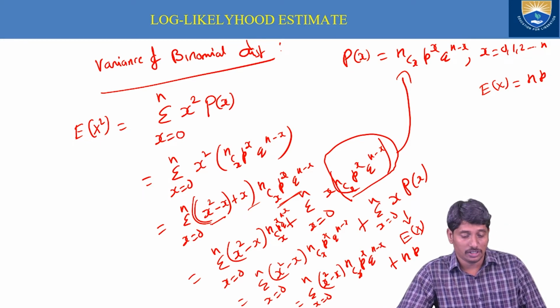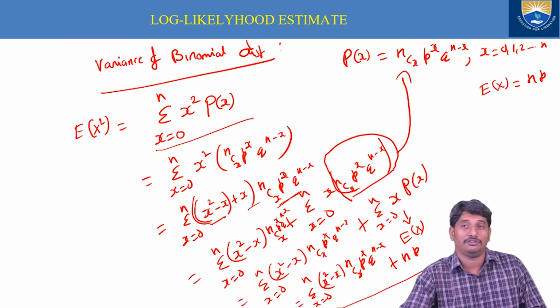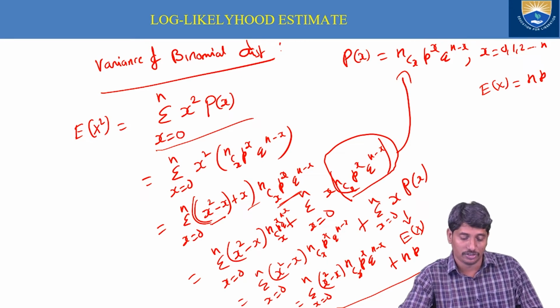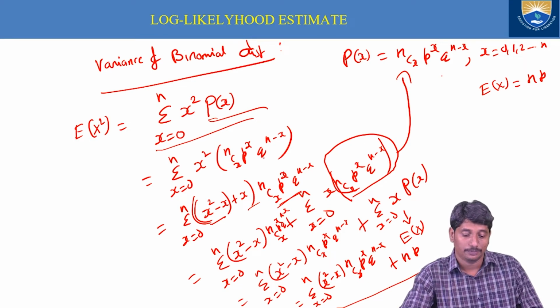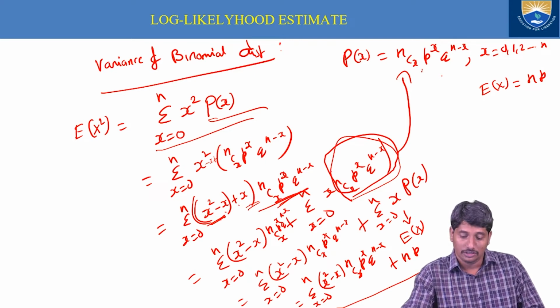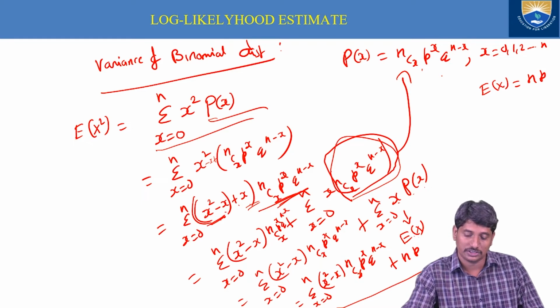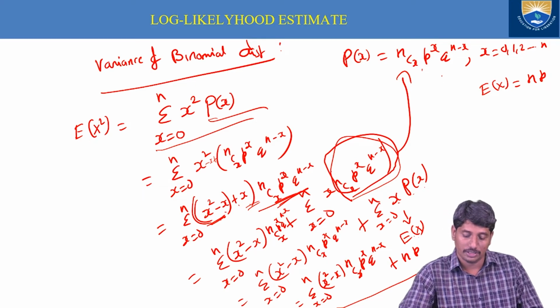So in the way of calculating E of x square, we reached this step. First we started with the definition of E of x square, summation x square into p of x, and we substituted the p of x formula nCx p power x q power n minus x, and we have added and subtracted x, that is x square minus x plus x, and we multiplied this into this plus this into this. Then here we observe that this is nothing but our p of x, a binomial function. So summation x into p of x is nothing but the definition of E of x, the expectation of x. We already calculated the expectation of a binomial random variable as np, so this is np.